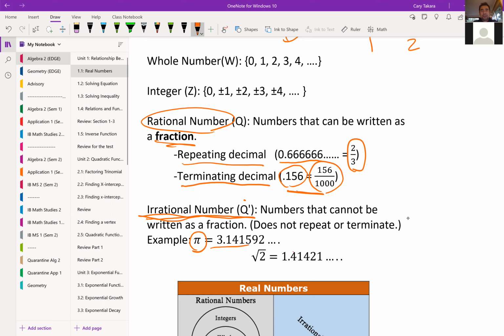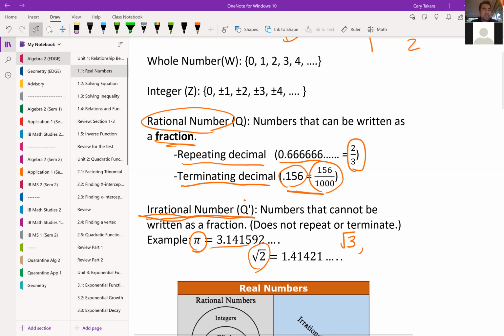Are there any other irrational numbers? The answer is yes. A whole bunch of square roots are also irrational. Square root of 2, square root of 3. Now, how about square root of 4? Is the square root of 4 irrational?